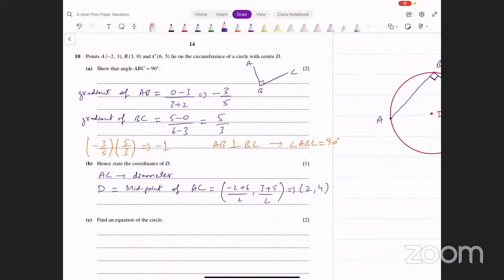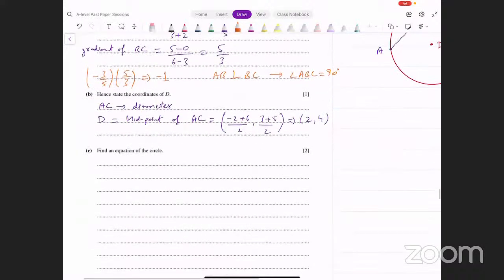ठीक है. अब वो कहते हैं find an equation of the circle. That's pretty straightforward. Equation of circle की क्या form होती है? You've got x minus a whole square plus y minus b whole square equals r square. That's how you find the equation of a circle. ठीक है. A और B center होते हैं, R radius होता है. Center के coordinates हमारे पास आगे.